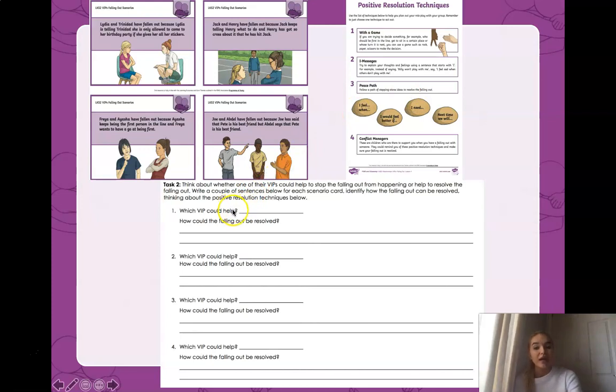And what I want you to do is, for each of the scenarios, so as I said, they're labelled 1, 2, 3, and 4 for you. I want you to think which of your very important people could help. Might it be a teacher, a family member, a friend, a relative? Then you're going to write it here. And then you're going to consider how could this falling out be resolved. So you might start thinking, well, actually, they could use one of these positive resolution techniques. But I want you to imagine that they've already tried to use those positive resolution techniques and it doesn't work anymore. So what can they do now to resolve this conflict? Okay, and I know it says here, think about the positive resolution techniques, but now I want you to imagine that they've already tried them. They don't work. What do they do next? And that is your task for today.